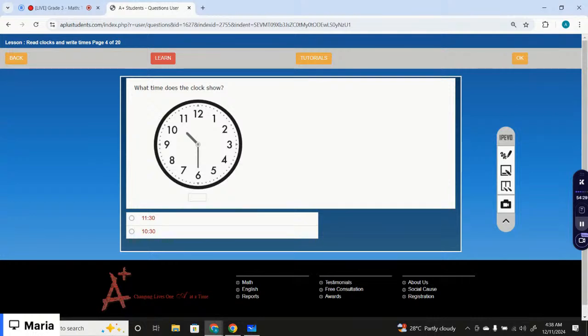What time does the clock show? Which is the correct option? That is 10:30. Option number 2 is the correct option.